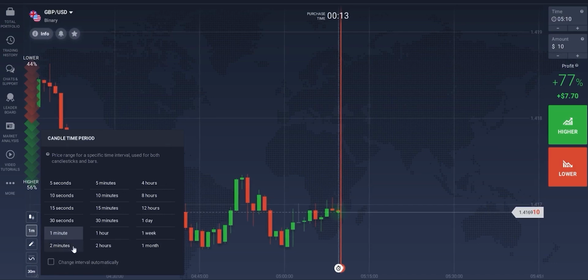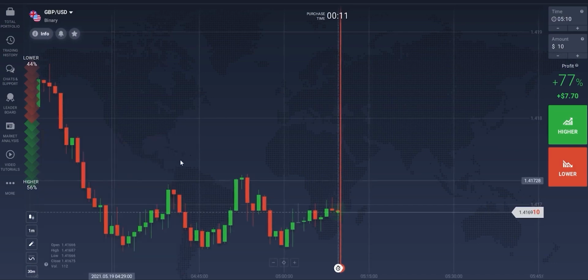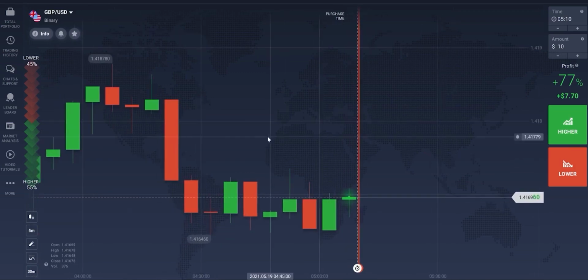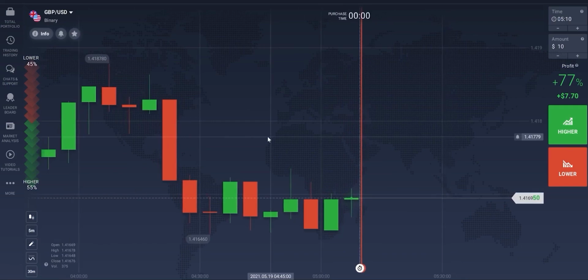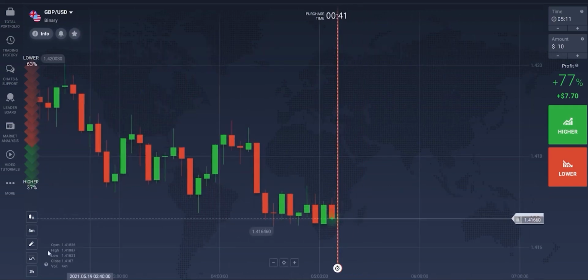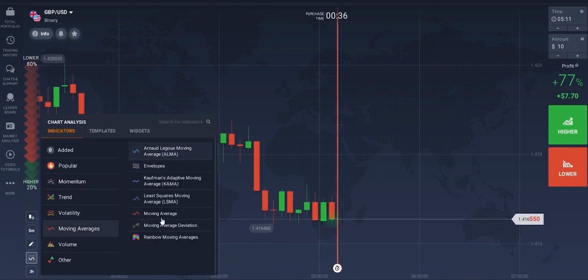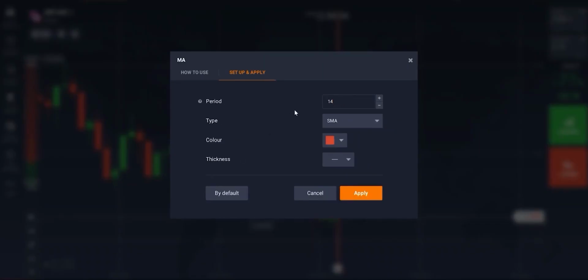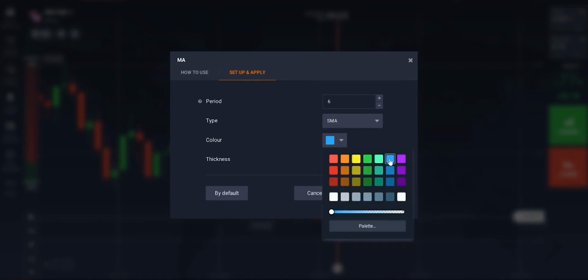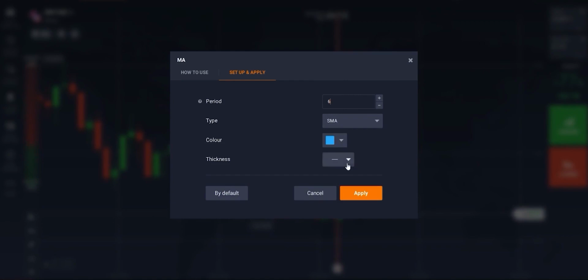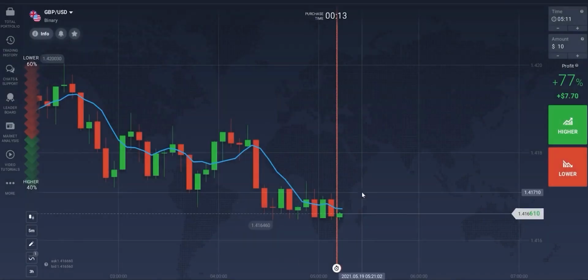Alright, the chart's time frame is set to 5 minutes, and for this strategy we need 2 indicators, 1 MACD and 3 moving averages, making a total of 4 indicators. To open the indicators, go to the indicators section, then to the moving average section, and select the moving average. Set the period of the first moving average to 6. Select the type of moving average as SMA, and I choose blue for its color, but you can select any color you prefer. I also increase the line thickness so that you can see it better in the image.